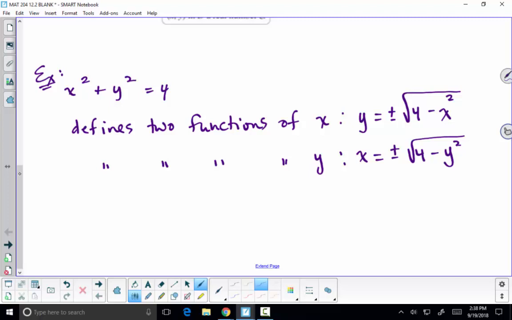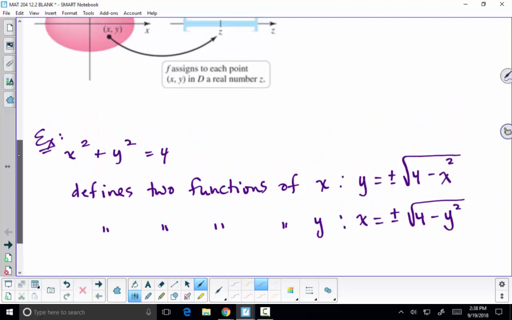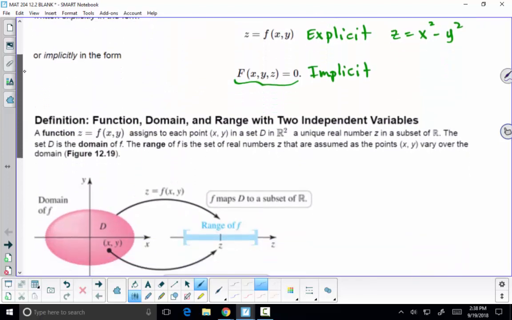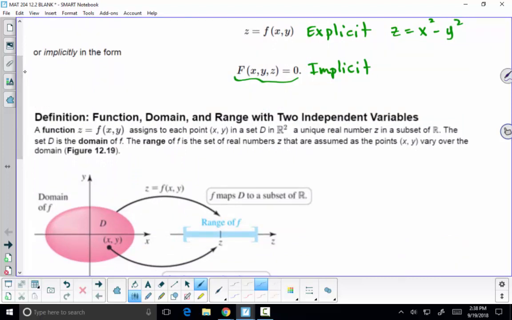So let's go back up to the top. Here we go. So this is the notation that we use. There are three letters here, and you can see all three letters right there, x, y, and z. And with the implicit form, we just have everything on the left and a 0 on the right. So that's just an implicit form.